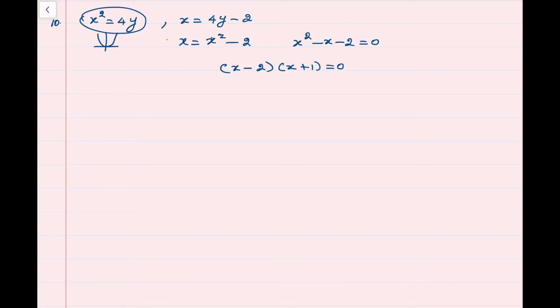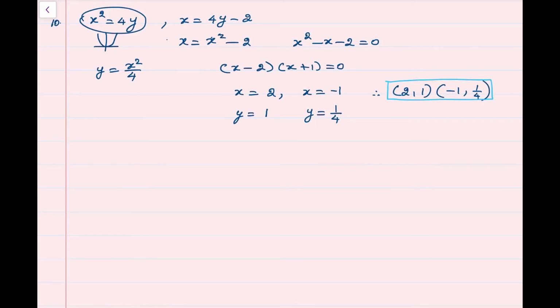We get two answers for x. x = 2, x = -1. Let us find the corresponding y values. y = x²/4. Therefore, y will be 4/4, which is 1, and here y will be (-1)²/4. Therefore, the points of intersection are (2, 1) and (-1, 1/4).